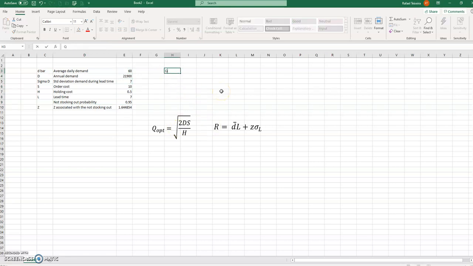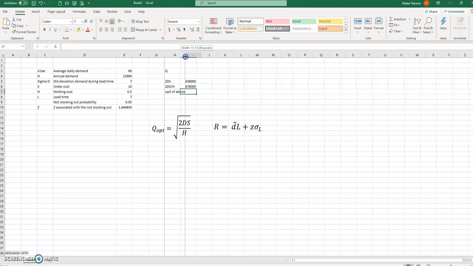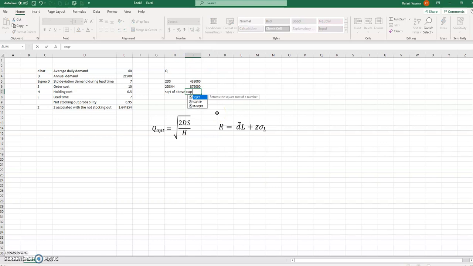I'm going to compute the optimal order quantity. The first part is 2DS, that's inside the formula, so it's 2 multiplied by the annual demand multiplied by the order cost. Then I divide 2DS by H. I already did 2DS, so I have to get that and divide it by H. Now I take the square root of above, so it's SQRT, open parenthesis, the square root of above.